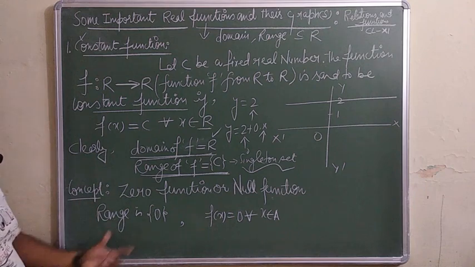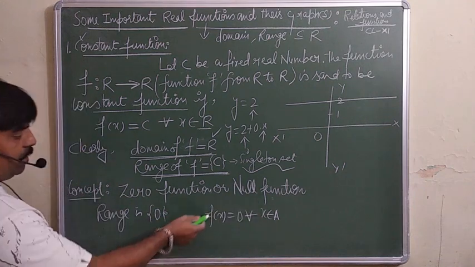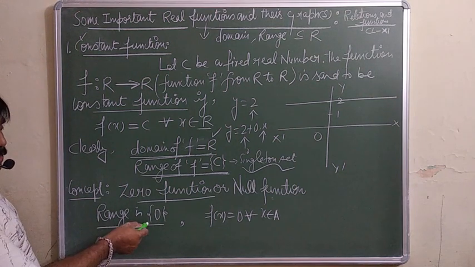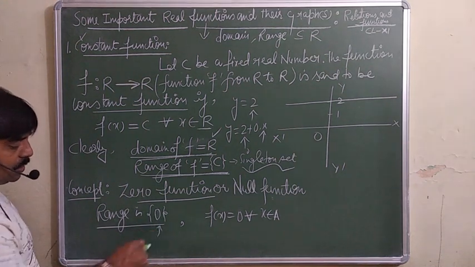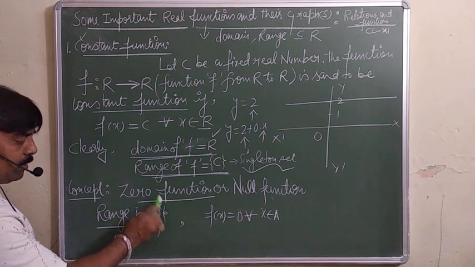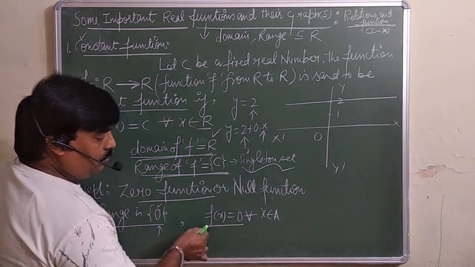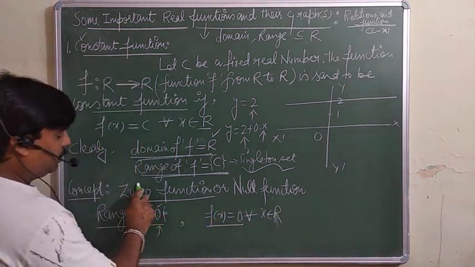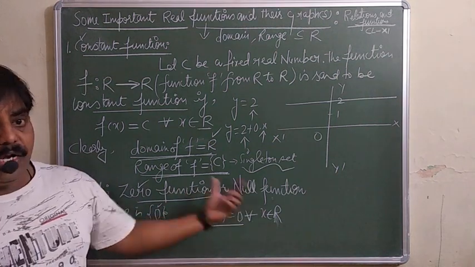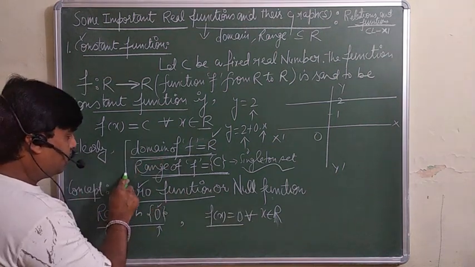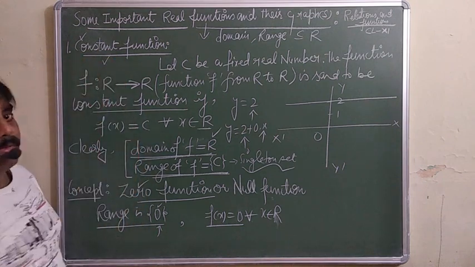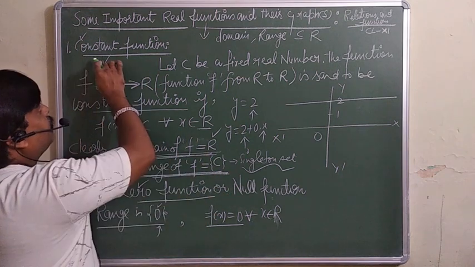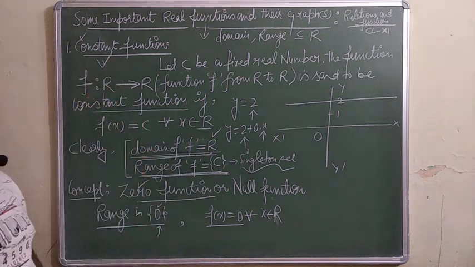Similarly, if we talk about the zero function or the null function, any function will be the zero or null function if the range is zero, that is a singleton set, and the range always remains zero. Then f(x) = 0 for every x belonging to the real numbers; that is the zero function, or the null function. So with the domain and range only we can understand what type of function it is. If the domain is all the real numbers and the range is fixed, then we are talking about the constant function. Have a look.